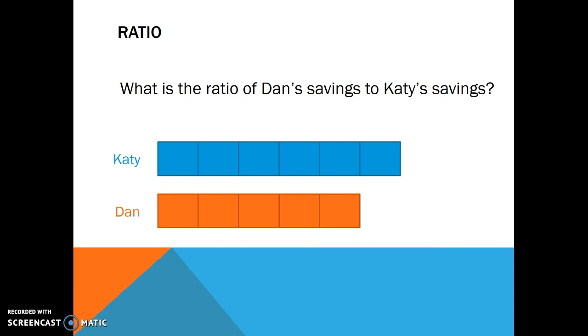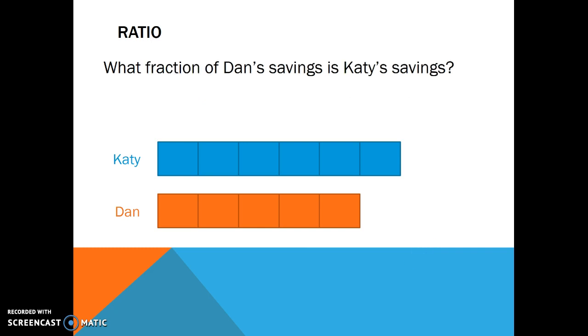Okay, what is the ratio of Dan's savings to Katie's savings? So now we want Dan to Katie, so we're going to put his savings first. We're going to make it look like that. And Dan has 5 while Katie has 6. So the ratio is going to be 5 to 6.